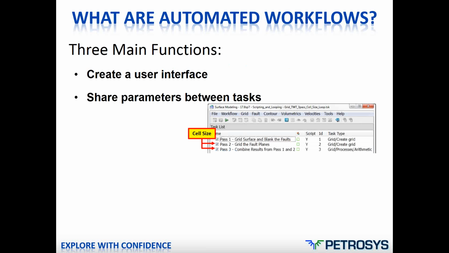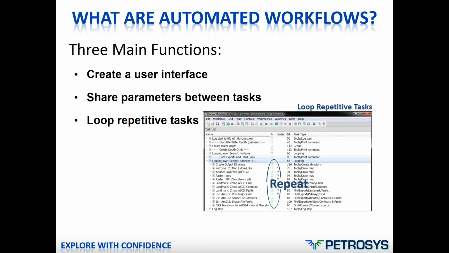Second thing you can do is share parameters between tasks in a workflow. It's quite common that a workflow might consist of many different steps and tasks. So for instance, you might want to specify just a single grid cell size and pass that grid cell size to each step in the entire workflow. Or perhaps step number 3, for whatever reason, needs an output grid that was created in step number 1, and you want to automatically feed that into step number 3. You can pass any parameter from any step into any other step in the workflow.